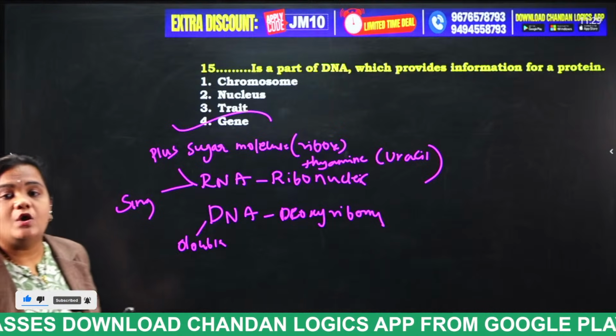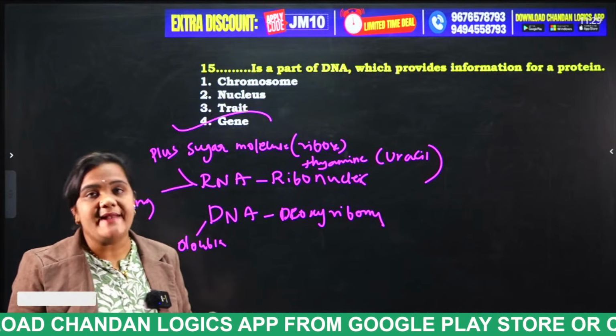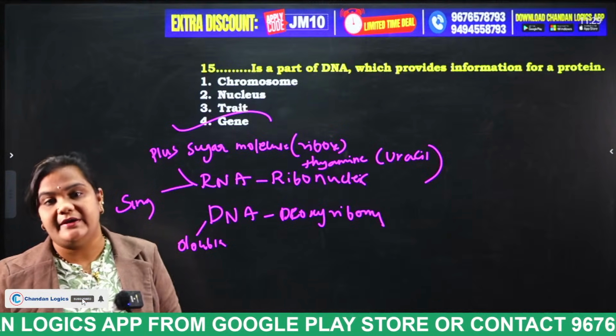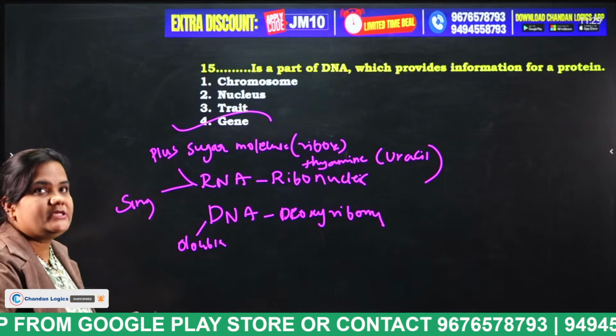DNA was discovered by whom? James Watson and Crick in 1953. Done? Okay. Next.